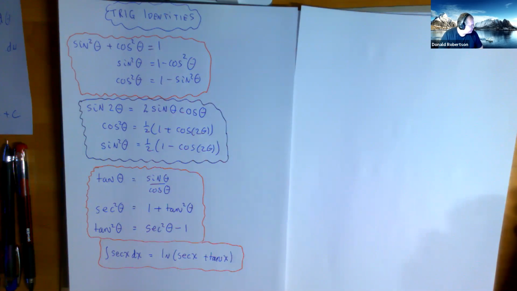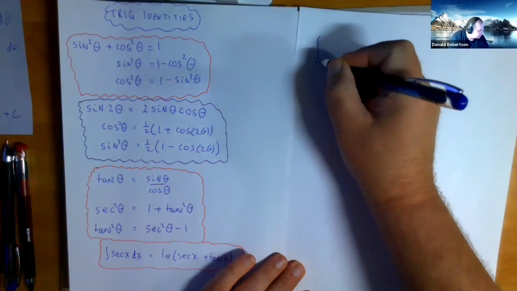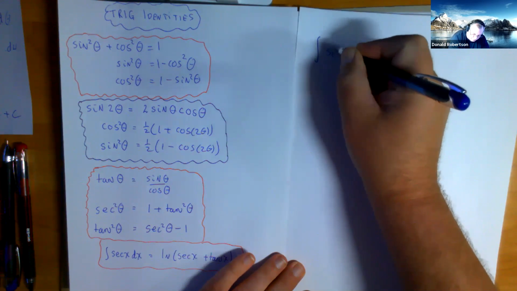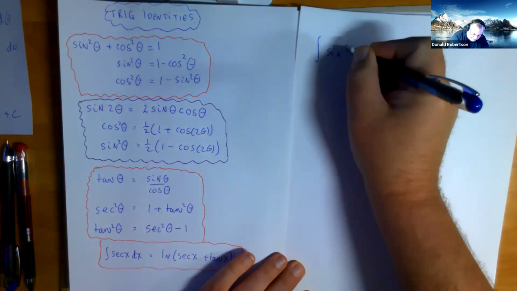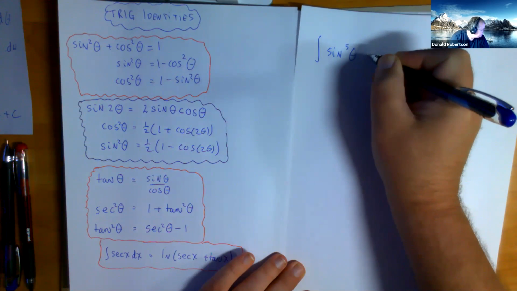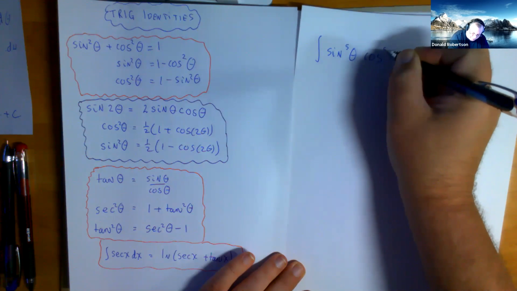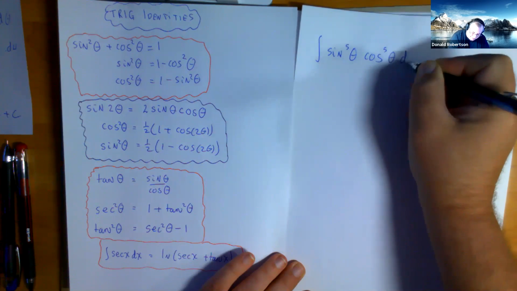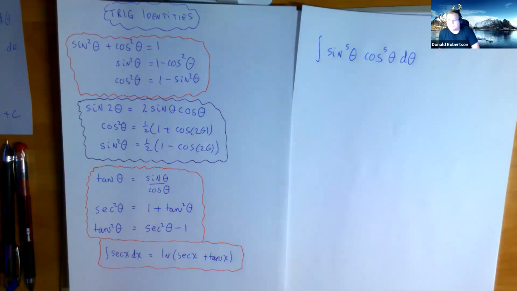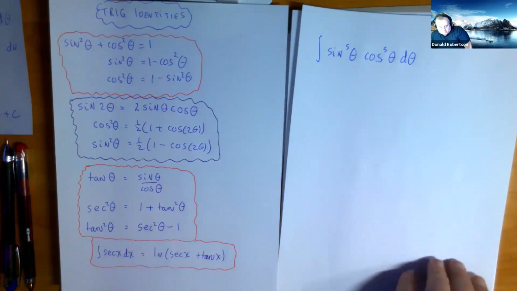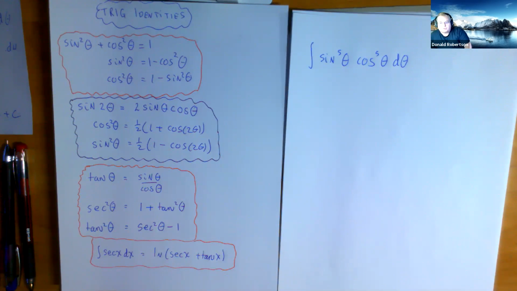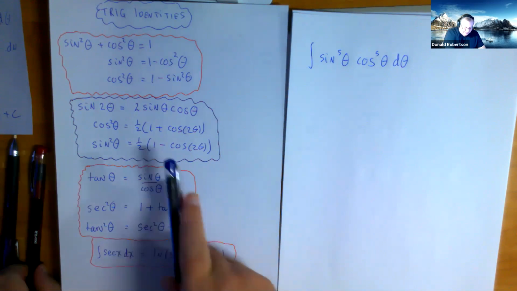Okay, let's try the integral of the sine of this guy times the cosine of this guy. So we're going to look at combinations of sines and cosines, powers of sines and cosines. So that's where we are right now.